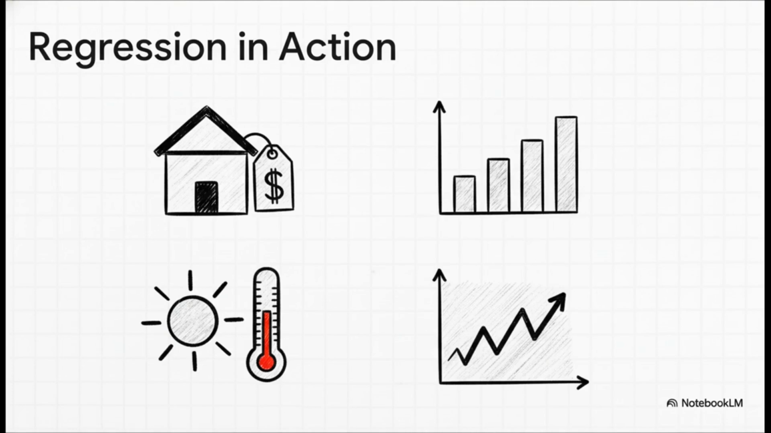Let's make that a little more real. Regression is the magic behind predicting a house's price based on things like its size and location. It's what companies use to forecast their sales, what your weather app uses to estimate tomorrow's temperature, and what Wall Street uses to try and guess where a stock is headed.